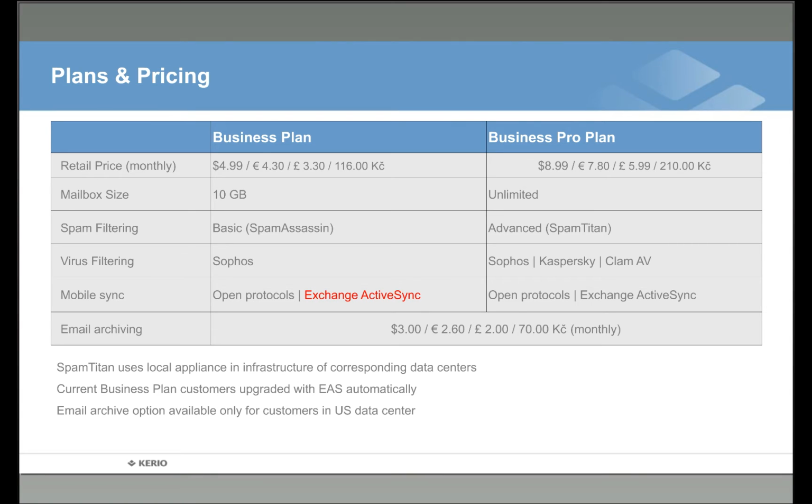And of course, email archiving right now is only an option for U.S. data center customers. We are working on creating an email archiving platform in the European data center, and of course, it's at $3 per month per mailbox. And of course, your discounts apply as you add customers. So depending on the level of partnership, you will get your designated discount.